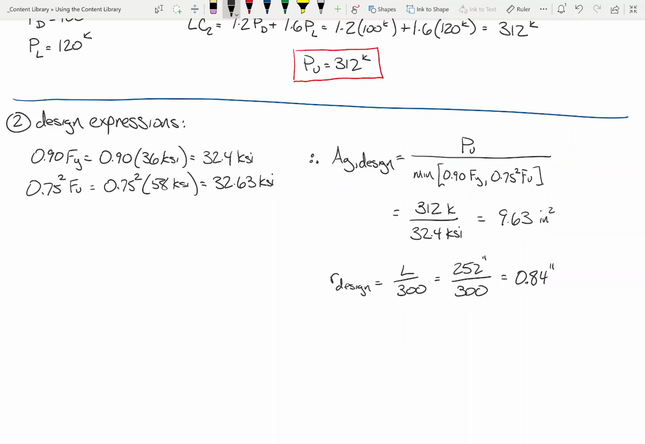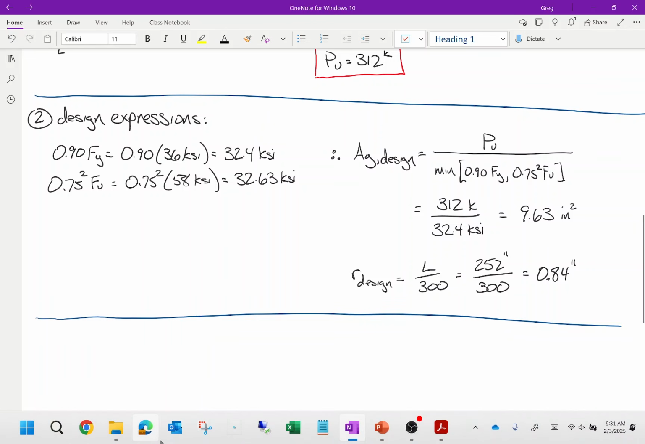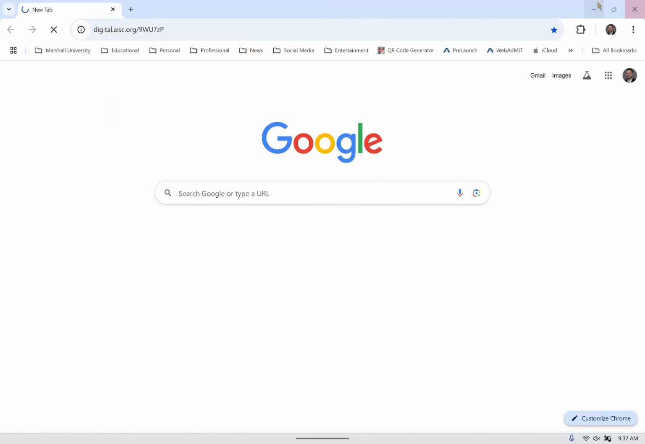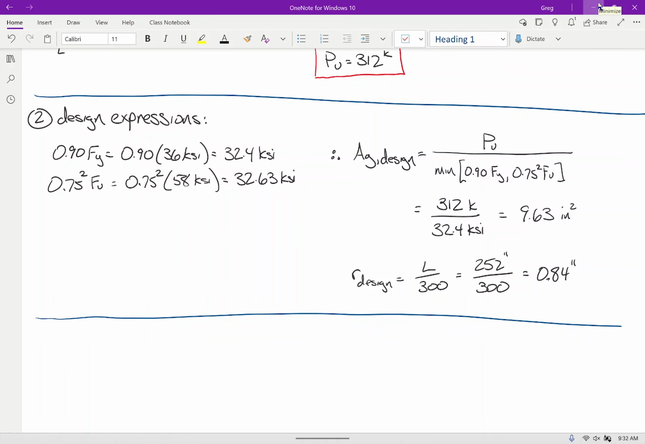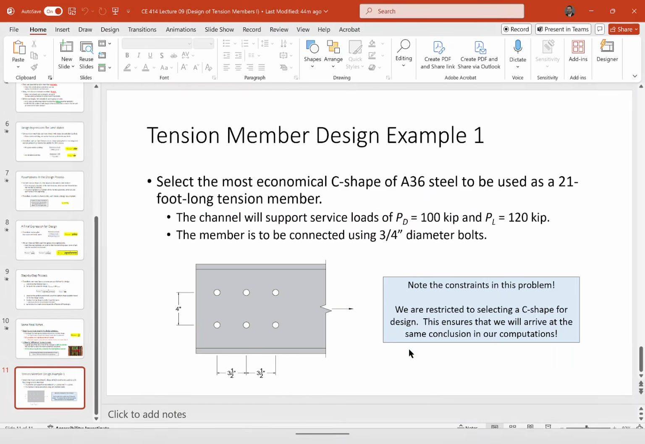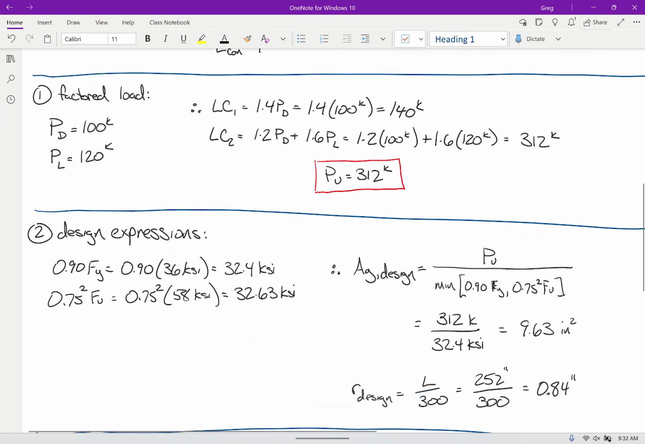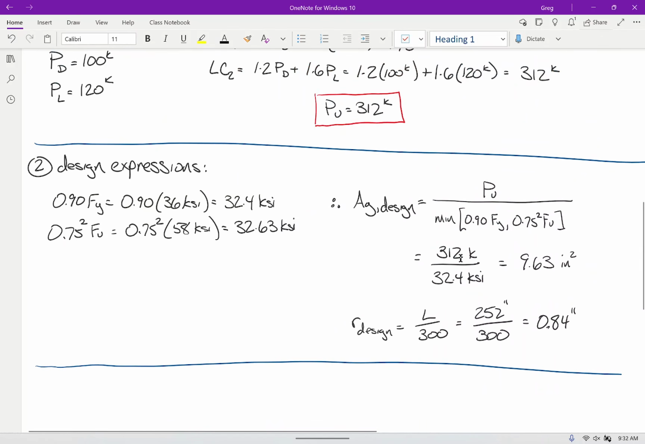Okay. Before I open the manual up here, let me take a step back. Does this make sense? Anybody have any questions on this? I have one question. Yes. With the LC1 and LC2, where do those equations come from? Those are just our load combos for LRFD, like the 1.4 dead, 1.2. They're always going to be the same. Yep. No problem. Everybody else good?